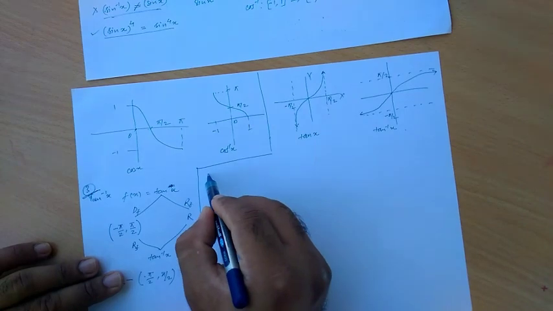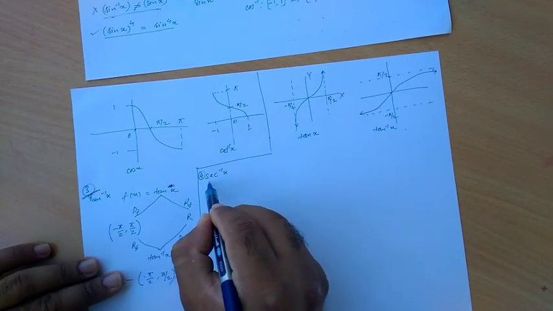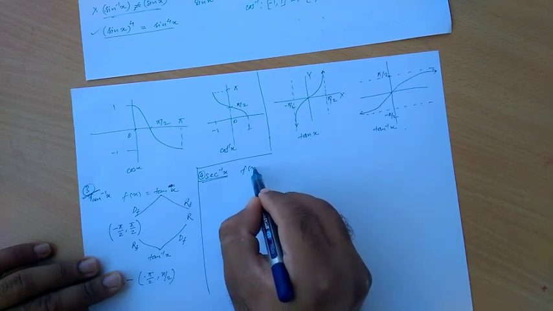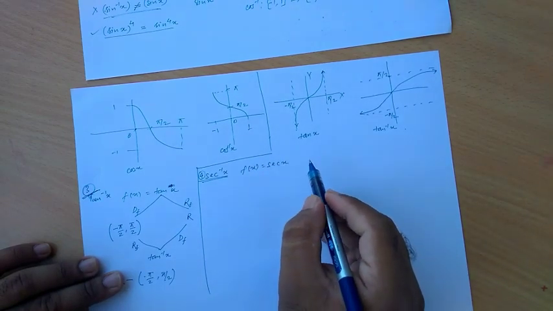Now coming to the next one, sec inverse x, the fourth one. Let us consider the function f of x equal to sec x, secant x.